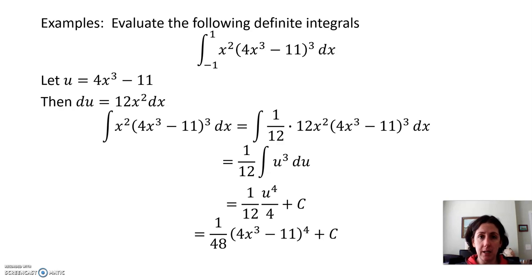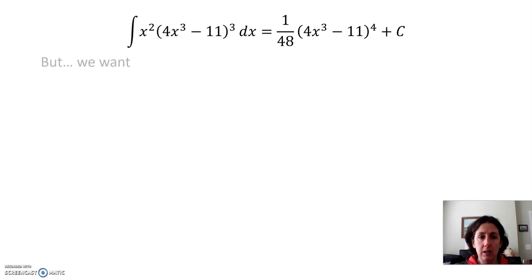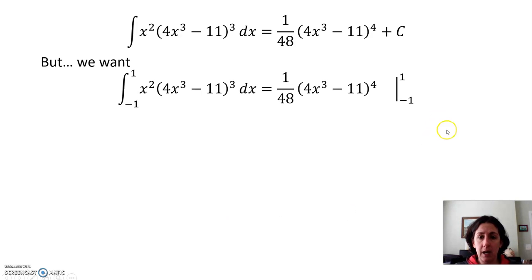Now, with the definite integral, we don't have a constant of integration. We're actually evaluating it at our bounds, right? We're going to use the fundamental theorem of calculus. This right here without the c is my big F, and we'll do F of b minus F of a here. And so instead of this plus c, we'll evaluate it from -1 to 1.